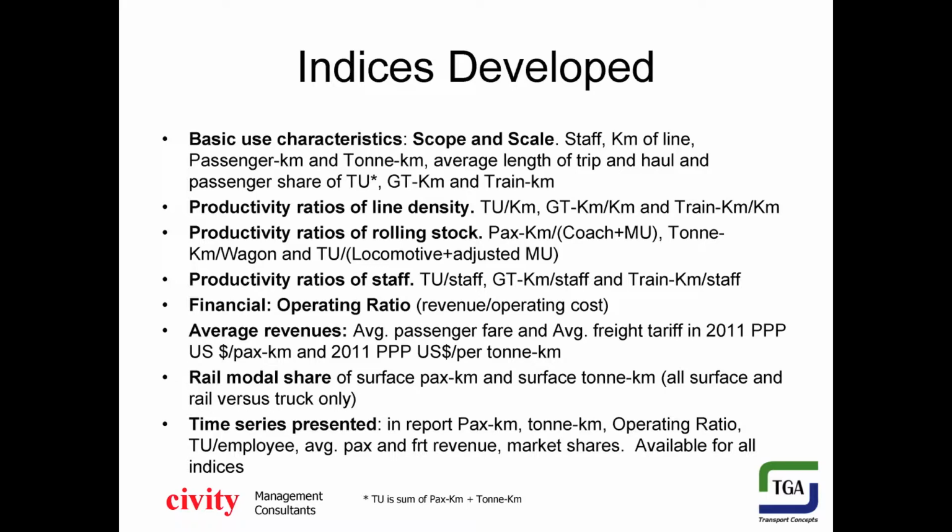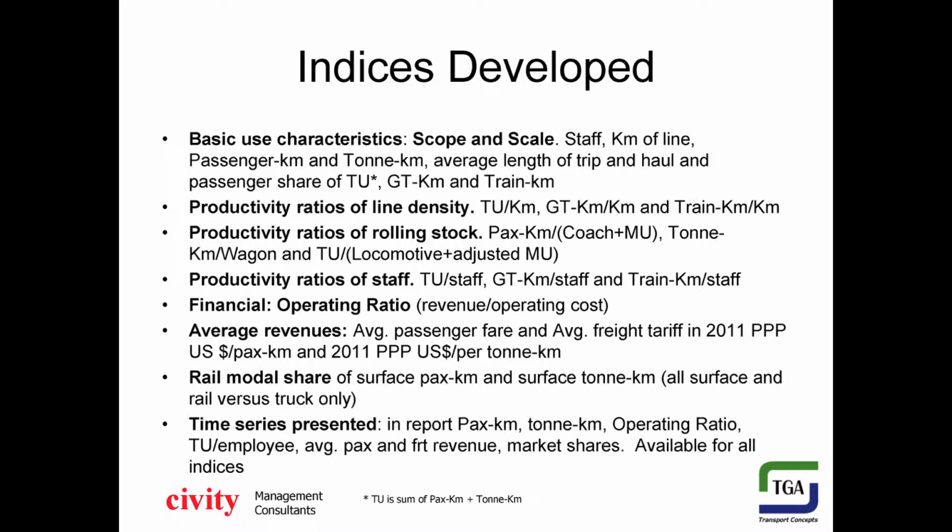Productivities of staff, financial operating ratio, revenue to operating cost, average revenues for passenger fare and freight tariffs. These are stated in 2011 purchasing power parity adjusted US dollars. Now, I will outline the fact that that is a heroic calculation because it involves an awful lot of conversions. Nevertheless, I think that the end result is interesting and useful because it does give you, for the first time I've ever seen it, a useful comparison of the average passenger and freight revenues for all of the railways in the sample since 1970. So we can see what happened in various transitions.